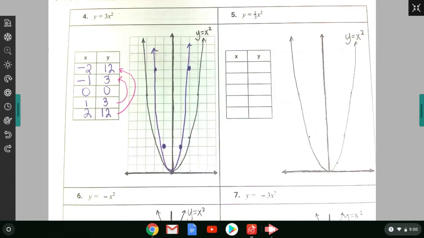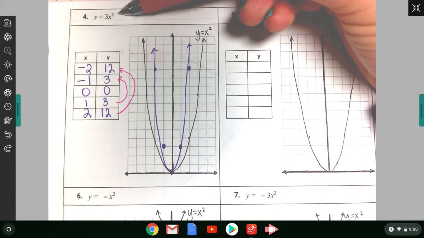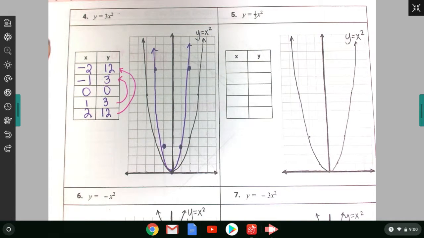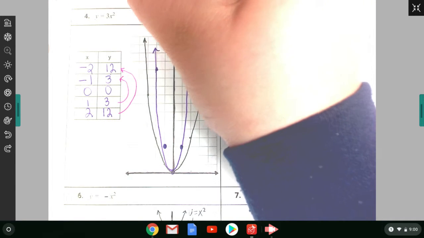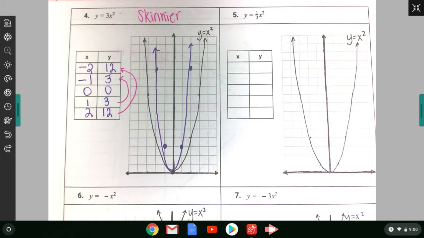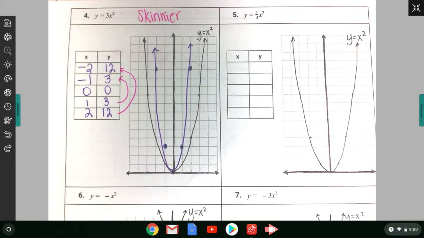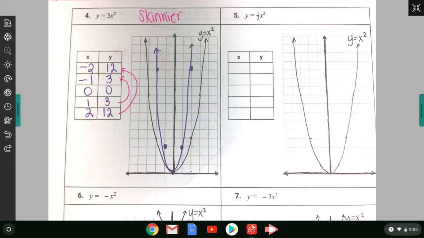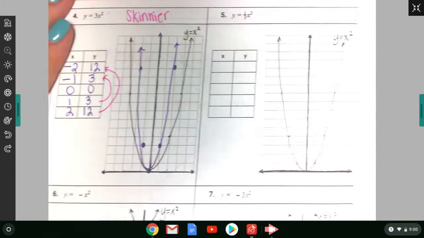So let's figure out what happened here with 3. It looks like it got skinnier. So this A being 3 made our graph skinnier. All right, so that 3 made it skinnier. Let's look at what 1/3 does. Well, if 3 makes it skinnier, you might have a guess on what 1/3 does.